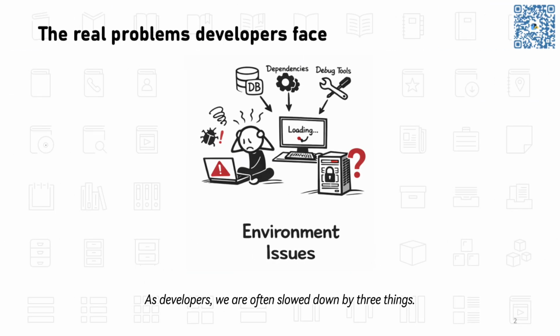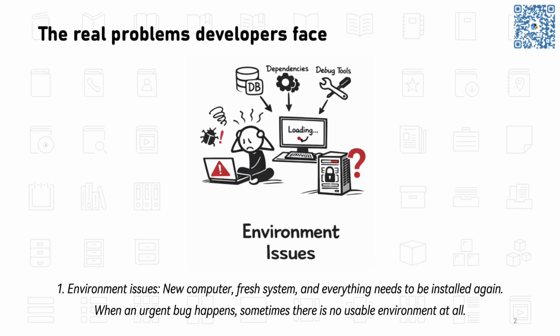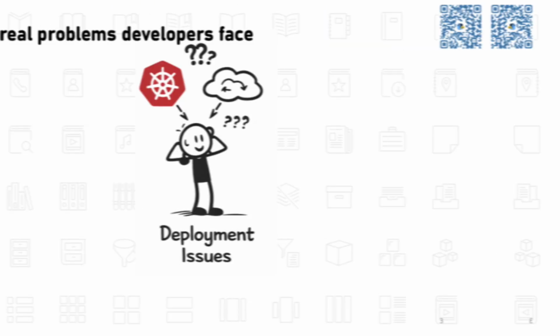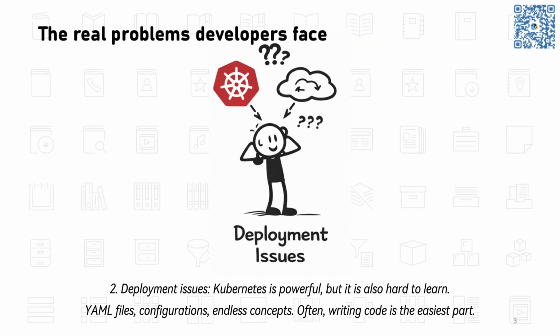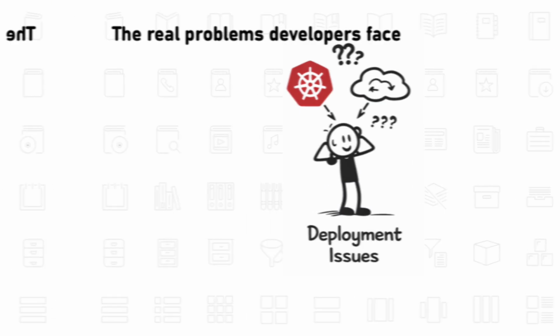As developers, we are often slowed down by three things. 1. Environment issues. New computer, fresh system, and everything needs to be installed again. When an urgent bug happens, sometimes there is no usable environment at all. 2. Deployment issues. Kubernetes is powerful, but it is also hard to learn. YAML files, configurations, endless concepts. Often, writing code is the easiest part.